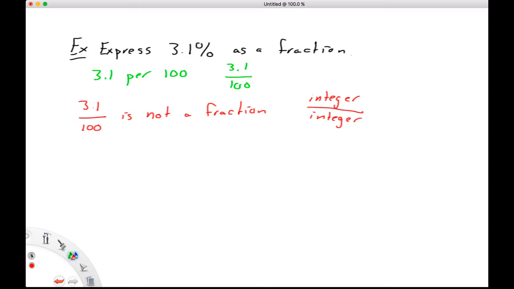And so we actually need to scale this. So if we begin with 3.1 over 100, we've got to scale that in order to get an integer in both cases. Now, 3.1 only having one decimal place, in order to get that to be an integer, we can multiply by 10. And so we'll multiply the top and bottom by 10 to scale this to 31 over 1,000.